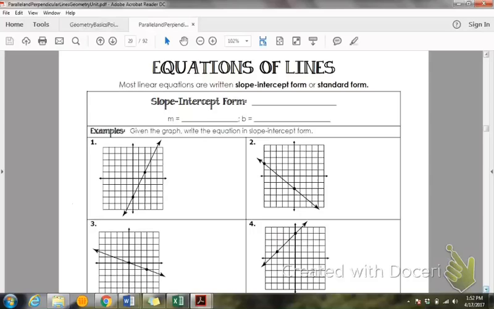Okay, so this is lesson 2.2. I think it says 2.2 on your paper. Slope-intercept form is y equals mx plus b. Let's write that in there. Slope-intercept form, y equals mx plus b.